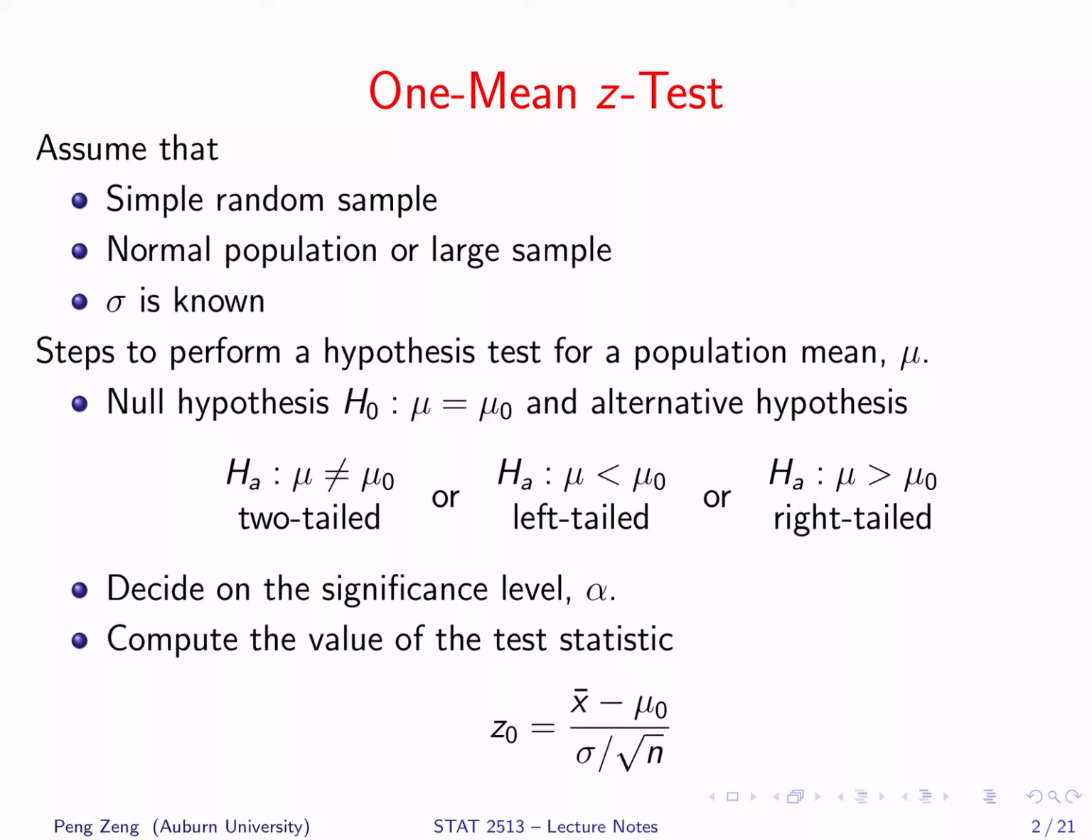Then compute the test statistic. It is the z-score of the sample mean x bar. Use x bar minus mu0 and divide by sigma over square root n. Notice that no matter which alternative hypothesis we use, we compute the test statistic in the same way. We usually denote the test statistic as z0.